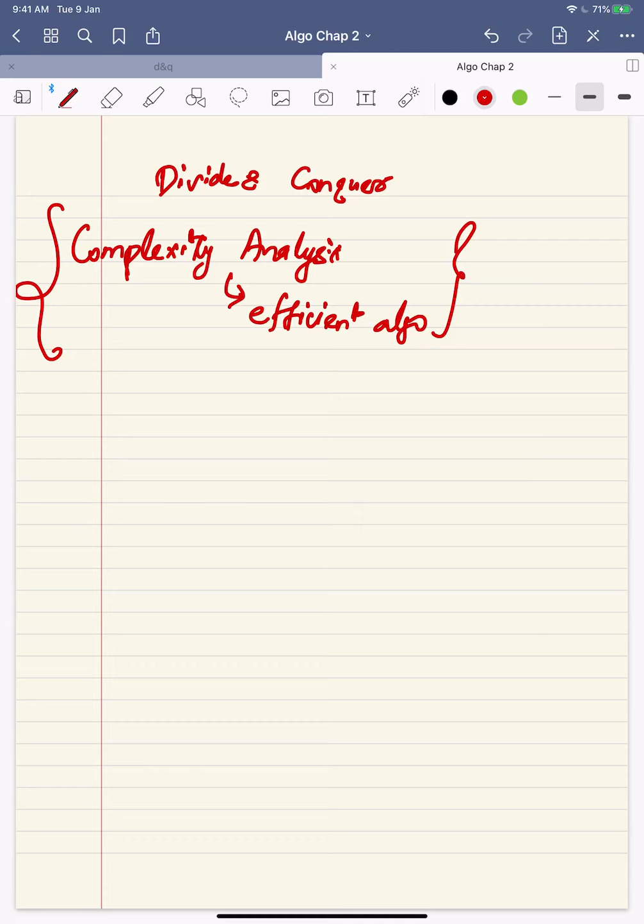But how do we come up with an algorithm? How do we design an algorithm? And what is the thought process that would go behind it? So there are various techniques for designing algorithms. You can call them some algo design techniques. And in this course, we talk about three of those.